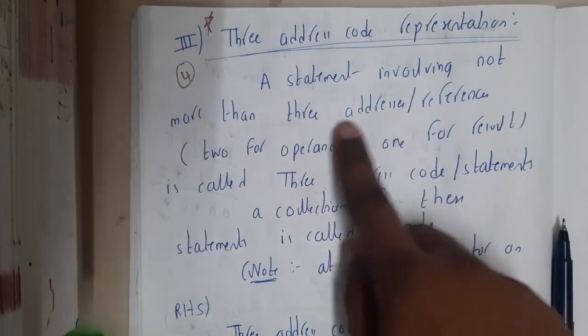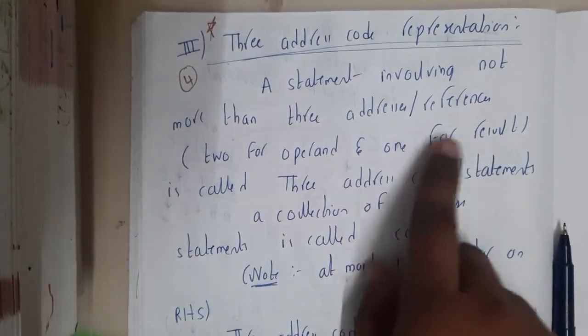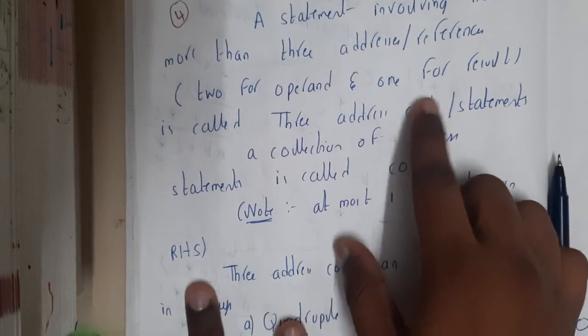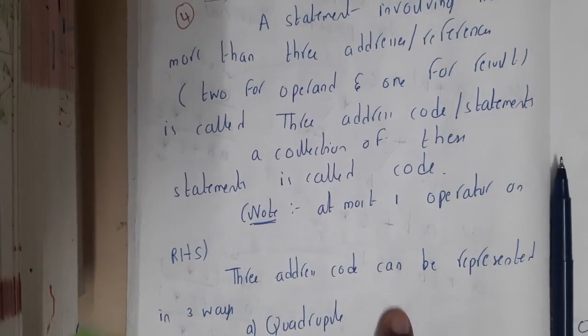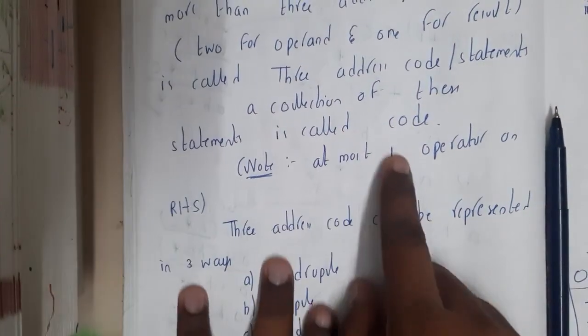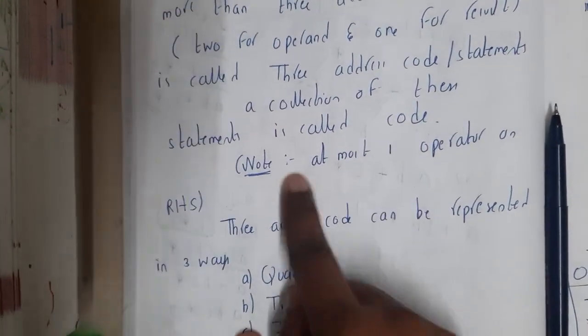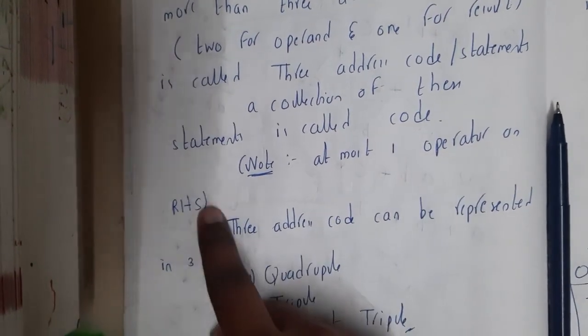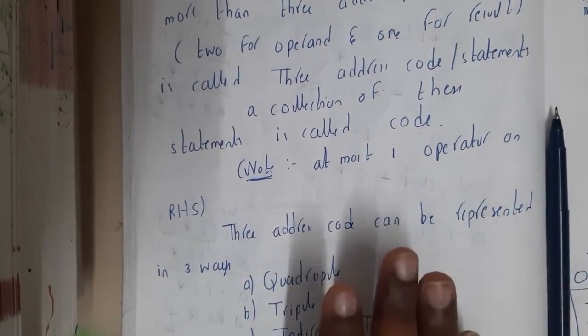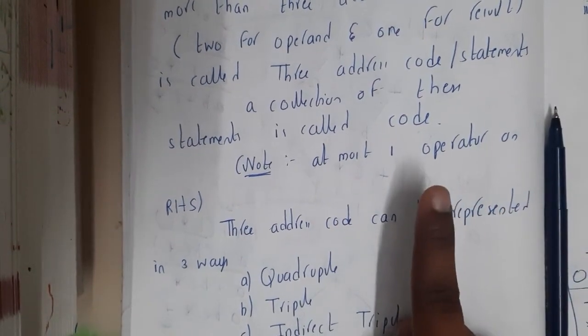So a statement involving not more than three addresses or references, two for operands and one for the result, is called a three address code statement. A collection of these statements is nothing but three address code. Note: at most one operator on the RHS. So even in the RHS there should be a maximum of one operator only.